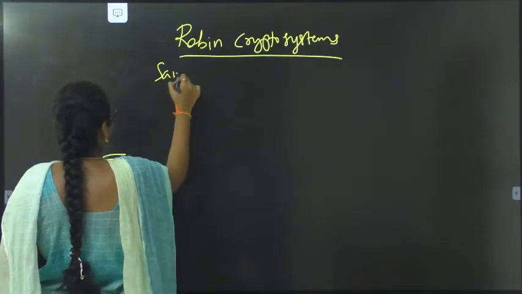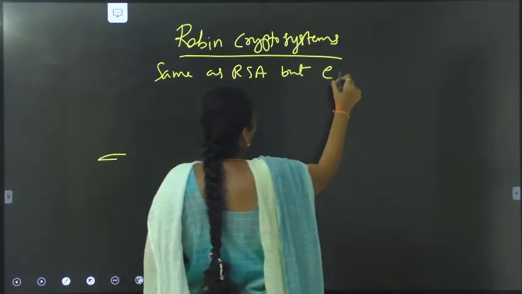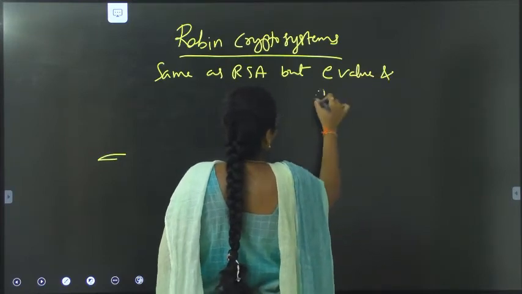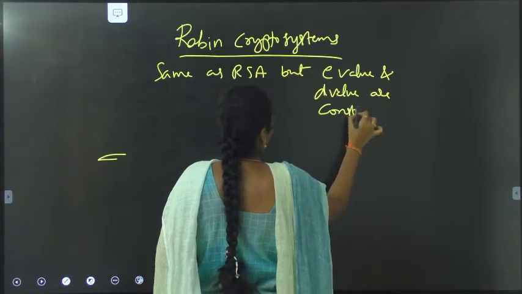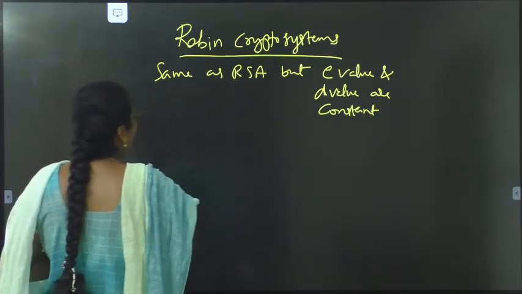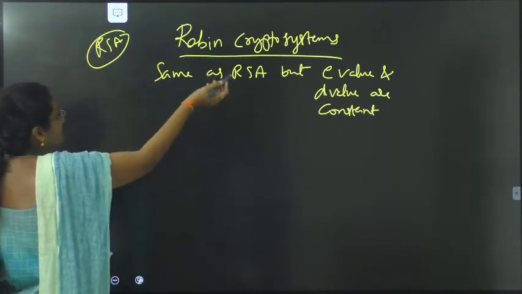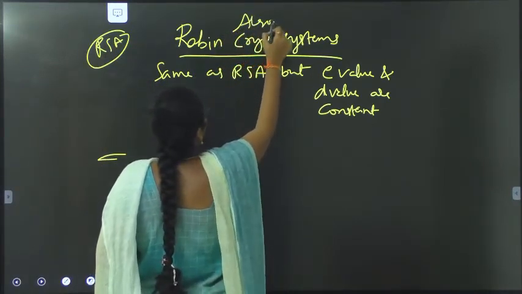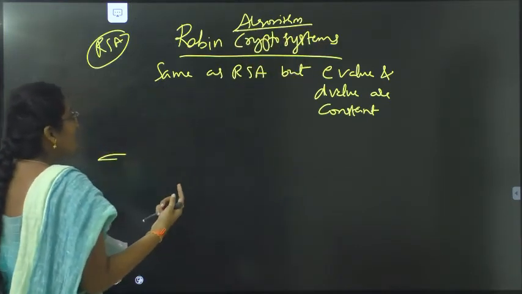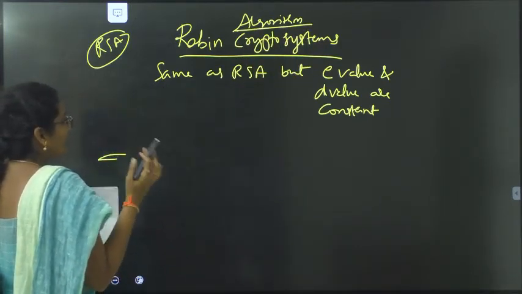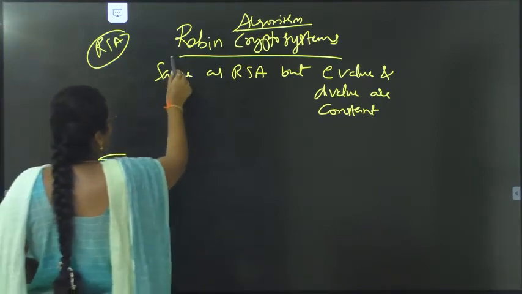It is same as RSA, but E value and D value are constant. So what is the rule in Rabin crypto systems? Like RSA algorithm, Rabin crypto systems is also an algorithm. Why we are discussing this algorithm? It is not part of your syllabus, but in case they ask under the concept of asymmetric encryption, if they ask further, we are discussing Rabin crypto system.